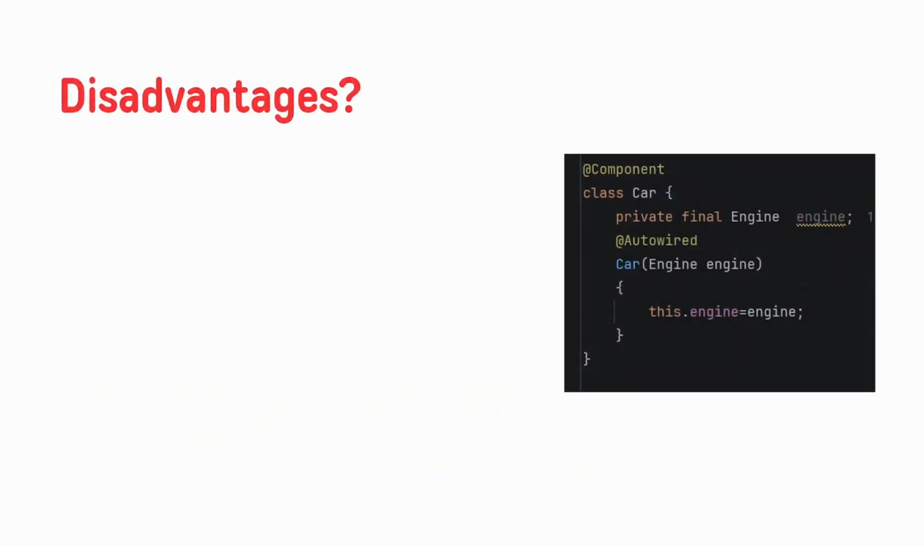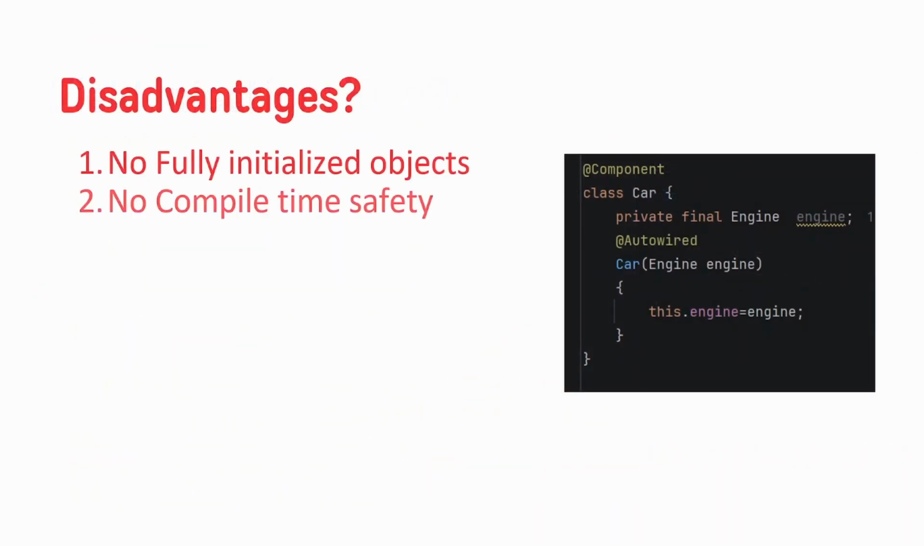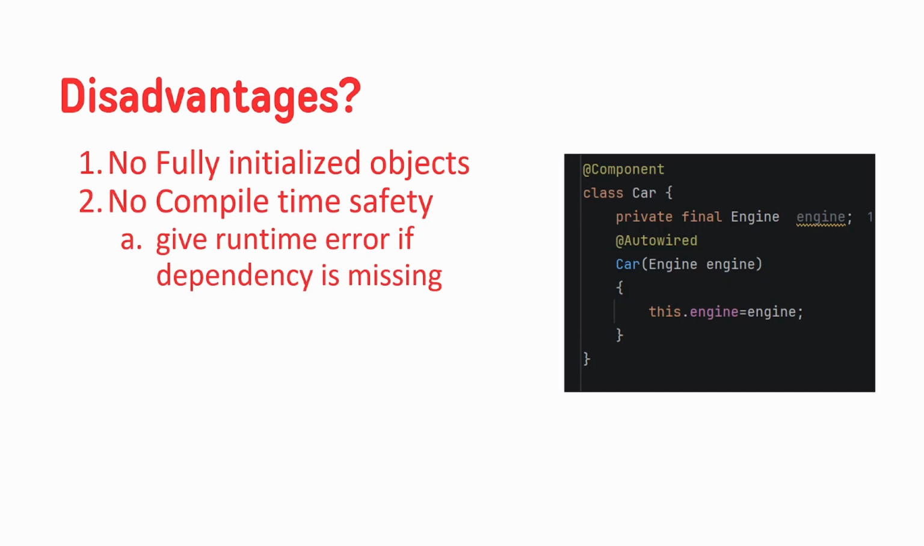Now let's see what the several disadvantages of it are. There is no fully initialized object, no compile time safety, and it gives a runtime error. We have seen that using field injection, the object is available to us in a broken or incomplete state. So there is no fully initialized object, and also no compile time safety; it gives a runtime error if the dependency is missing.